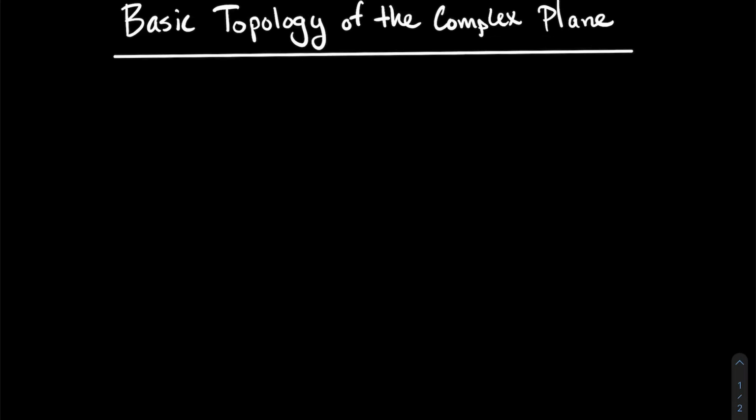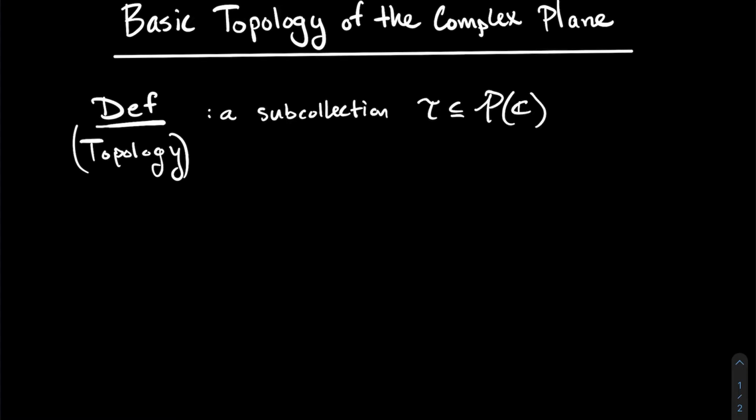In this video, we're going to talk about some basic topology of the complex plane. We're going to start off with what's the definition of a topology. So here's what we do. Take a subcollection T of the power set of the complex numbers. So in other words, let's say I took a bunch of subsets of the complex numbers. But they have to satisfy the following things in order to be called a topology.